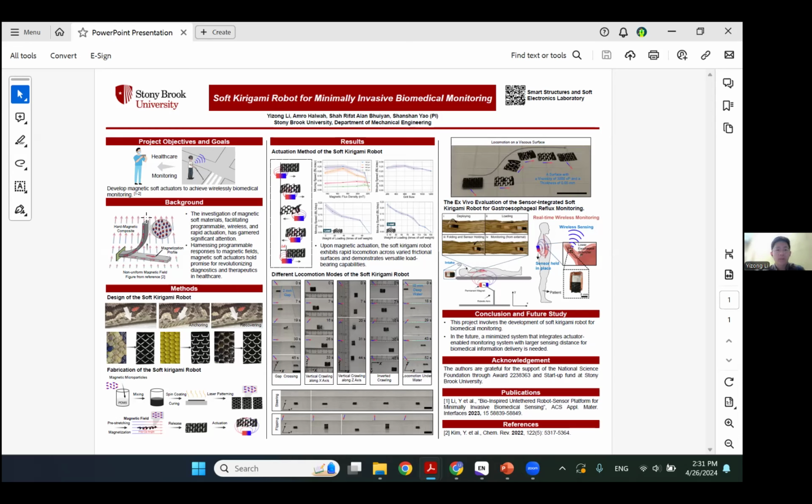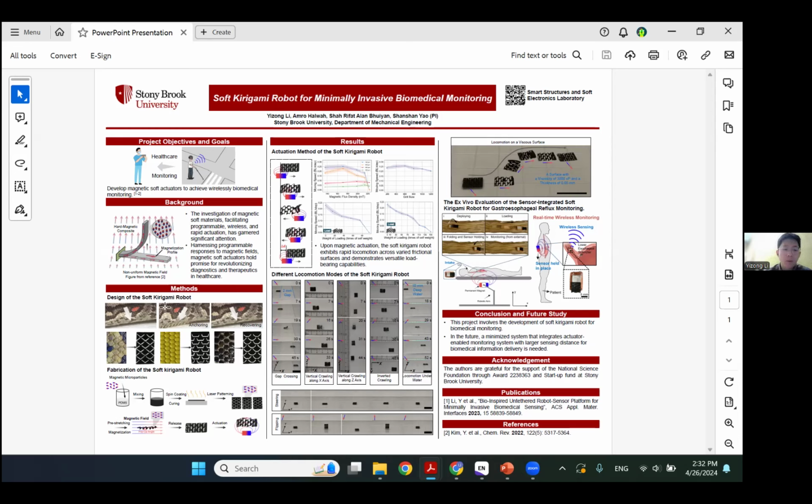The reason we are interested in magnetic soft actuators is that by introducing micro magnetic particles into the polymer matrix, we can make the material magnetic and soft, and it can be actuated with a magnetic field. So it can be actuated wirelessly with rapid response. And the most important part is that the material and the magnetic field are biocompatible with the human body.